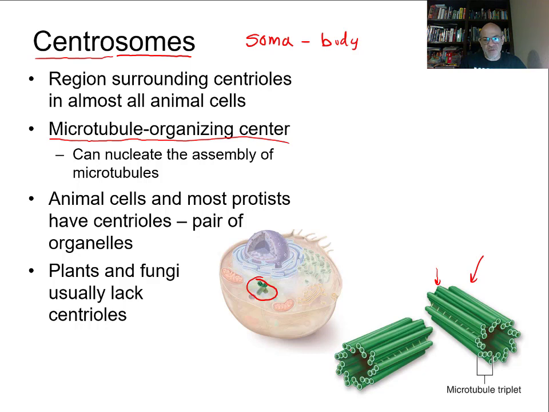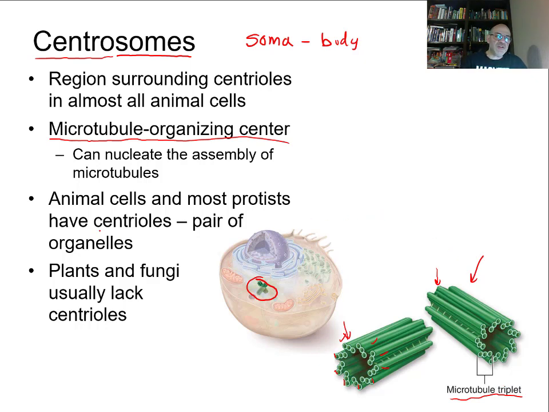I want you to notice the arrangement there. They're arranged in triplets. So they're not very long, but they're made of 9 triplets. So we went around and we counted. There's 1, 2, 3, 4, 5, 6, 7, 8, 9, and they're triplets and hollow in the inside here. So it's referred to as microtubule triplet with 3 microtubules.